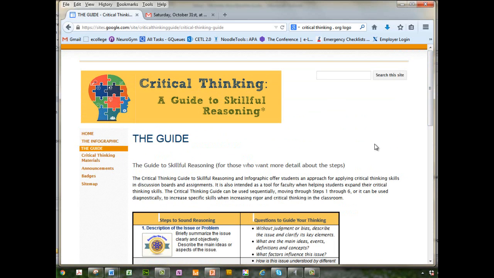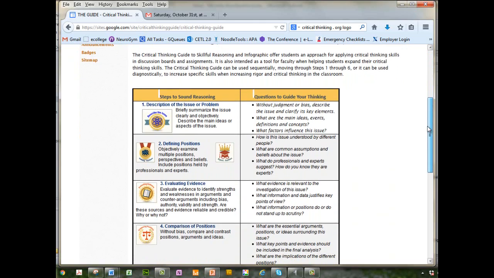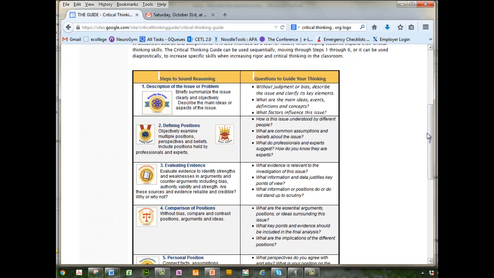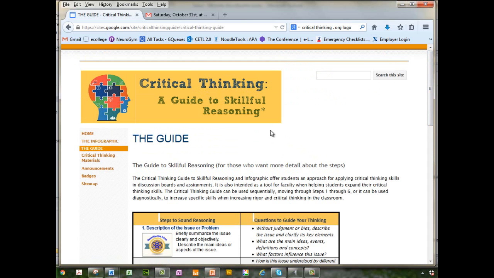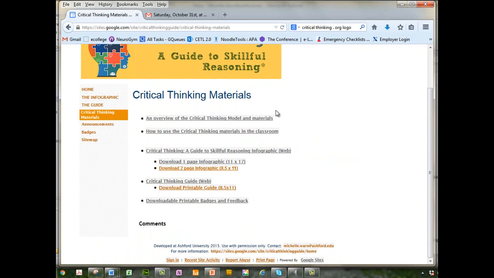Now we've also provided a guide. This is a little bit more text-heavy guide, and it's for people who prefer the language-based version of learning models, and also for people who use screen readers. And finally, there are critical thinking materials that people can download. So you can download the infographic and the guides, and you can just have them locally on your own computer.